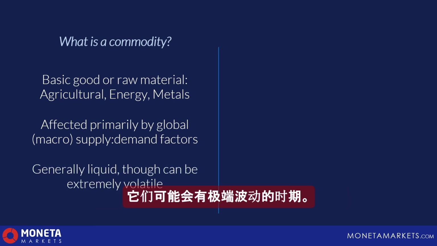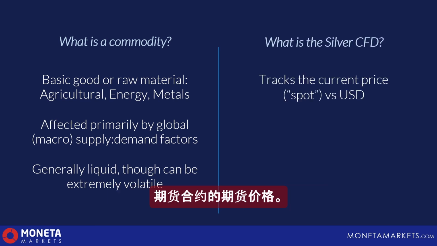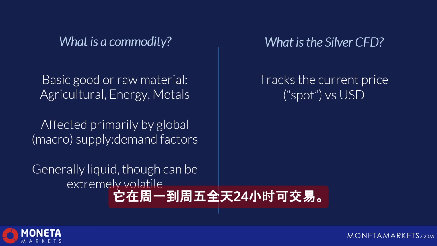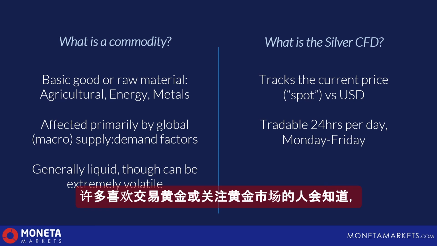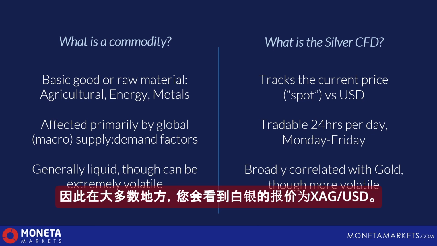As major markets, they are generally liquid, though of course, like anything, they can have periods of exceptional volatility. So what about the silver CFD? Well, it actually tracks the current or spot price as opposed to many futures contracts which track the futures price. It is tradable 24 hours per day, Monday through Friday, and many people who like to trade gold or follow the gold market will know that the price of silver broadly follows the price of gold, being a similar commodity, although it can be much more volatile than gold.